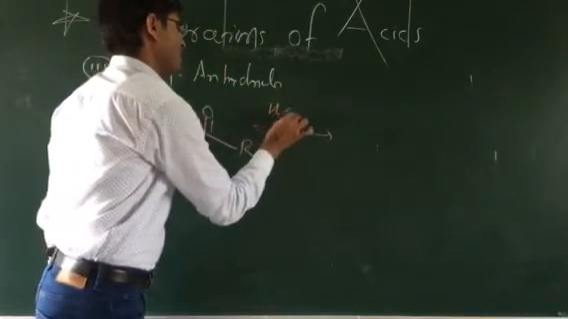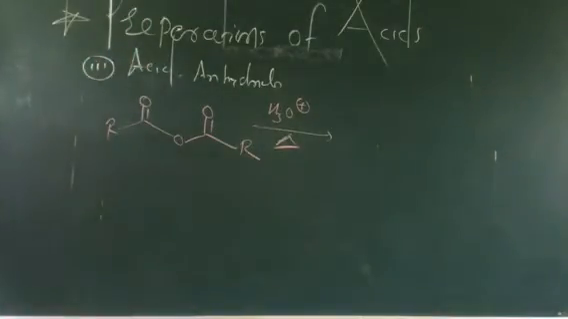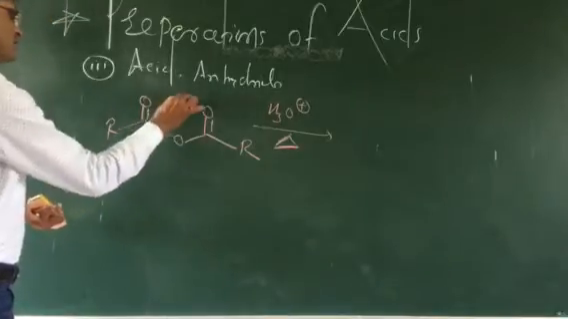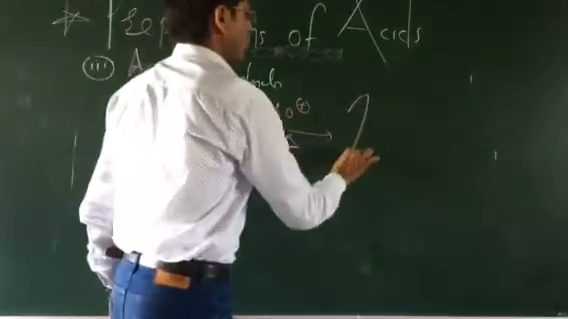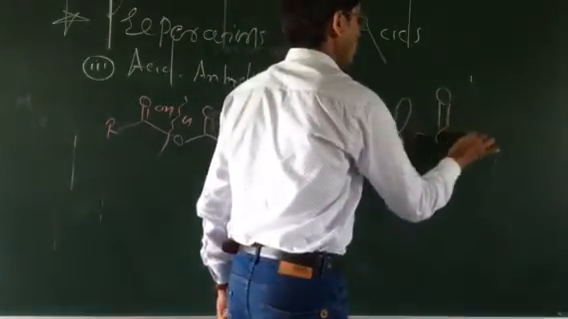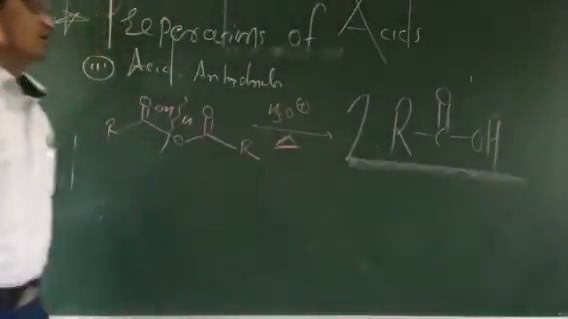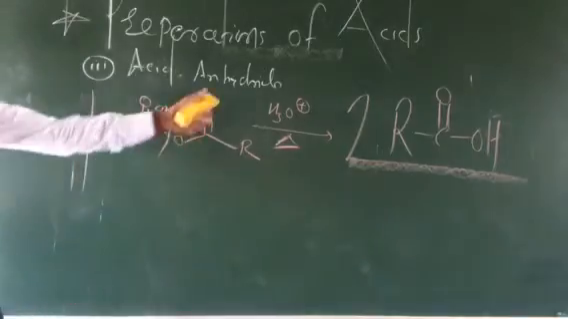Again, acidic hydrolysis. This is the hydrolysis in acidic condition of acid anhydride. Hydrolysis takes place here, OH and this one is the OH. There is formation of 2 moles of R C double bond O OH. This is the preparation of this acid, which is nothing but carboxylic acid starting from anhydride.